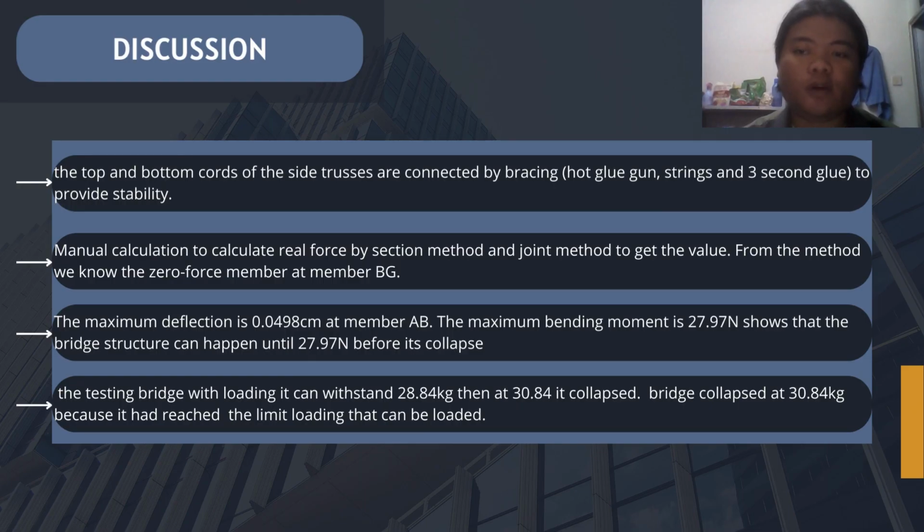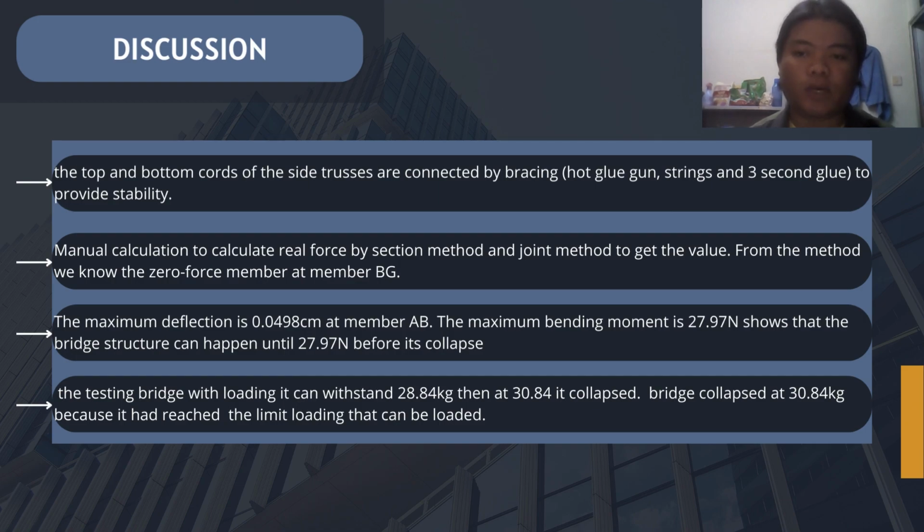For the discussion of the bridge design, we made a bridge with a bridge truss. The bridge truss transmits load to the stringers, then to the floor beam and to the joint. For bracing of each member, we use a hot glue gun, strings and 3-second glue to provide more stability. Second, we made manual calculation and LinPro software calculation. From the manual calculation, we get a zero force member at member BG.